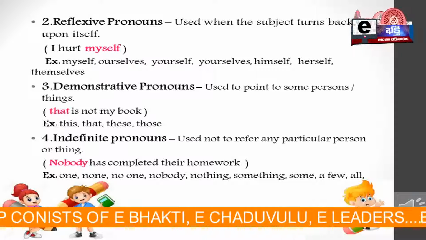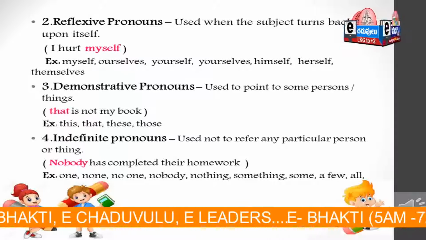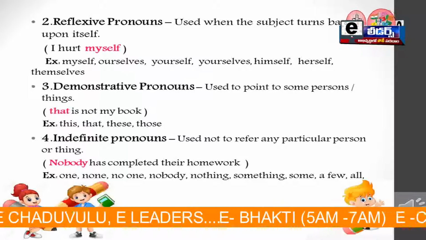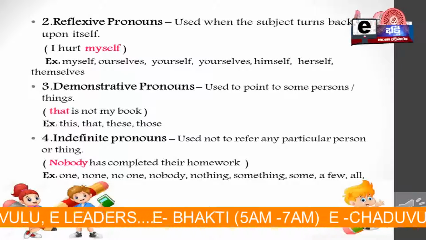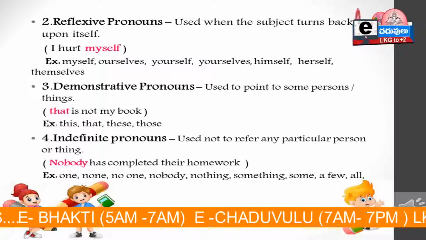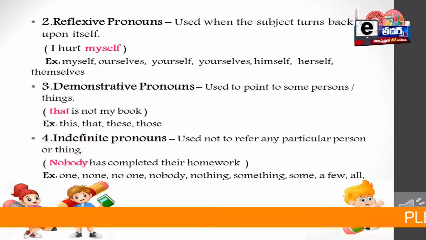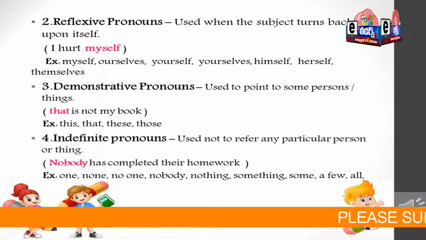And the third type is demonstrative pronouns, which are used to point out some person or things. For example, that is not my book. Here we are particularly pointing out that. And other examples are this, that, these, those.